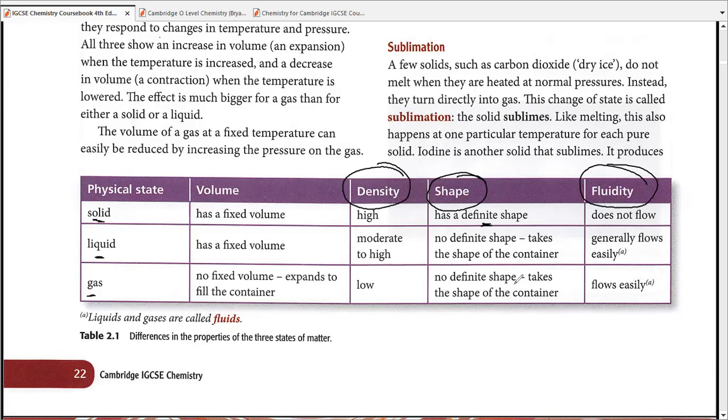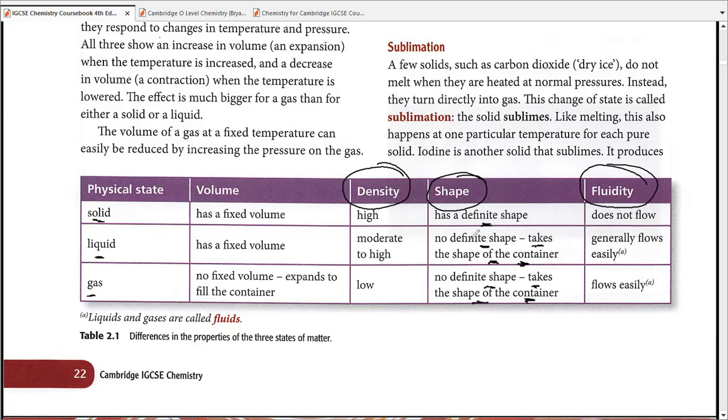Okay. In case of liquids, there is no definite shape. It takes the shape of a container, something I've already explained while I was explaining volume. The same happens with gas. It also takes the shape of a container because it tries to expand. So there is no definite shape for liquid as well as for gas.